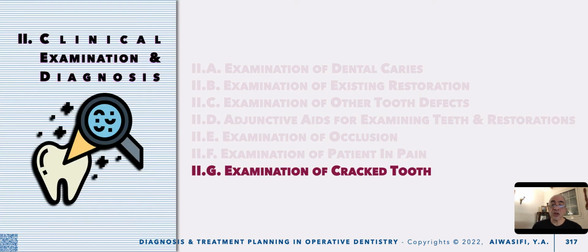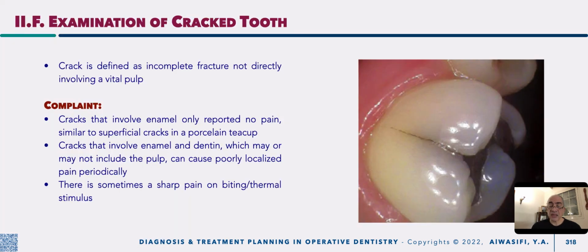Finally, examination of a cracked tooth. What is meant by crack? A crack is defined as an incomplete fracture not directly involving a vital pulp, because if it is involving a vital pulp, then it will be diagnosed as severe pain due to pulp exposure, and you could note exactly the fracture and the pulp exposure, traumatic or mechanical pulp exposure.